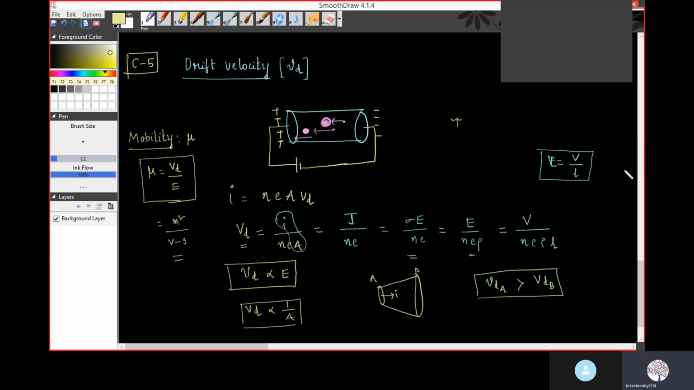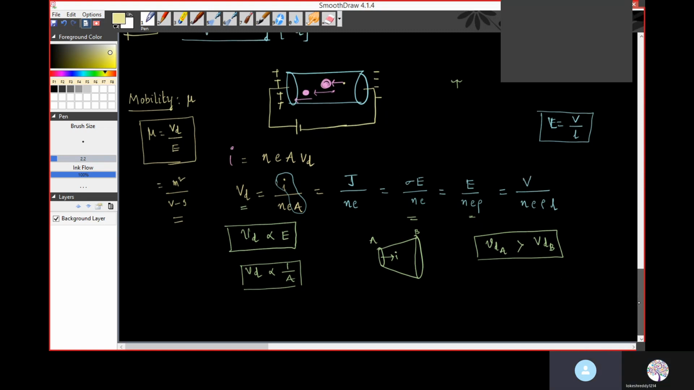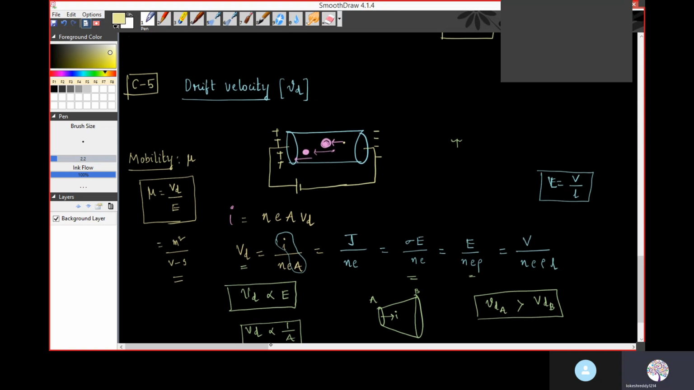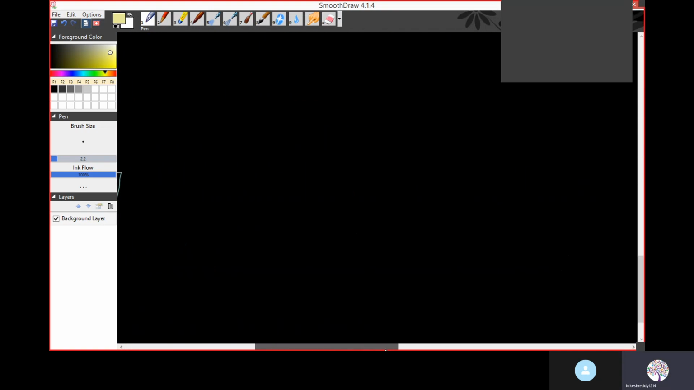If a problem is there, then you should see which concept it is from, whether it is from C1, C2, C4, or C5. That is about drift velocity.